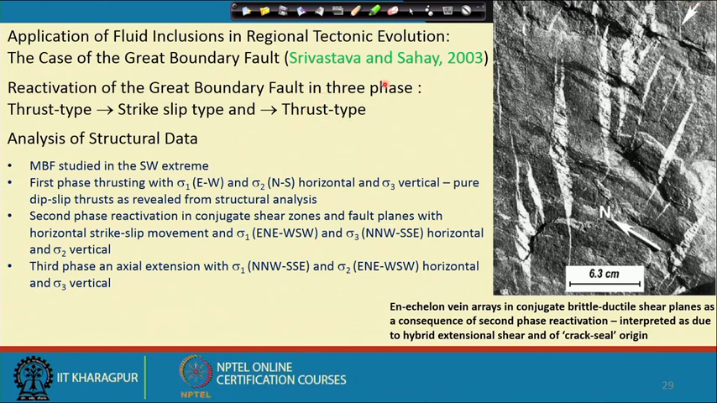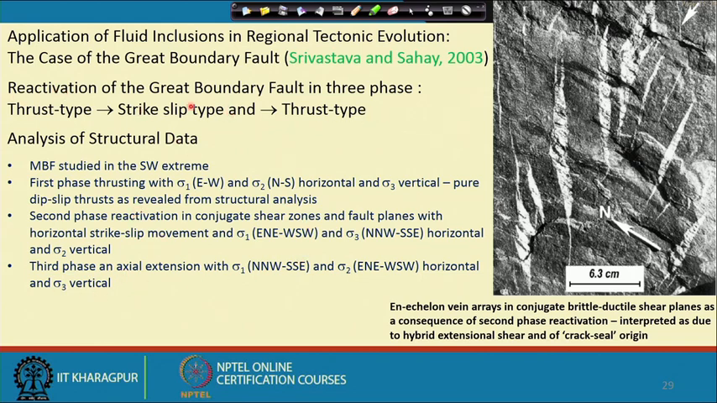of very interesting work that was done on the Great Boundary Fault by Srivastava and Sahai, and here we get to see a very good example of how fluid inclusion data has helped in making some important conclusions about the progress of deformation in this particular major crustal structure.